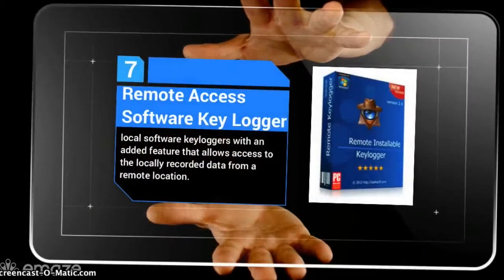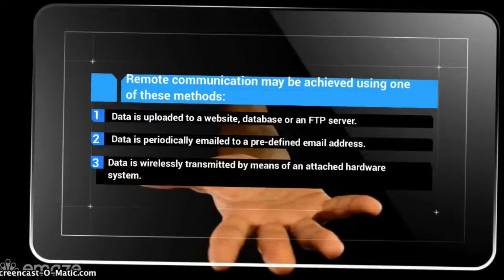Remote access software keylogger. Local software keyloggers with added features that allow access to the locally recorded data from a remote location. There are three methods of remote communication. First one, data is uploaded to a website, database, or an FTP server. Second one, data is periodically emailed to predefined email addresses. And the last one, data is wirelessly transmitted by means of an attached hardware system.